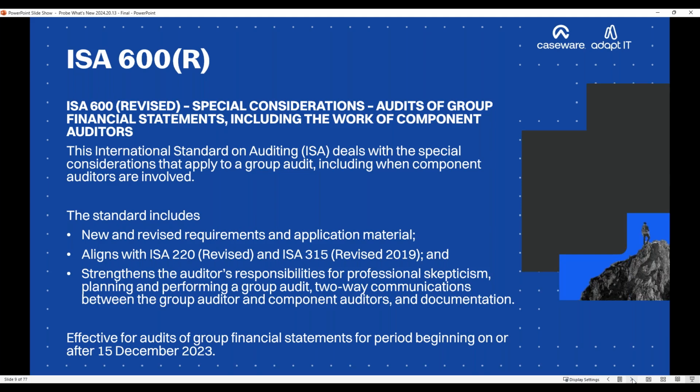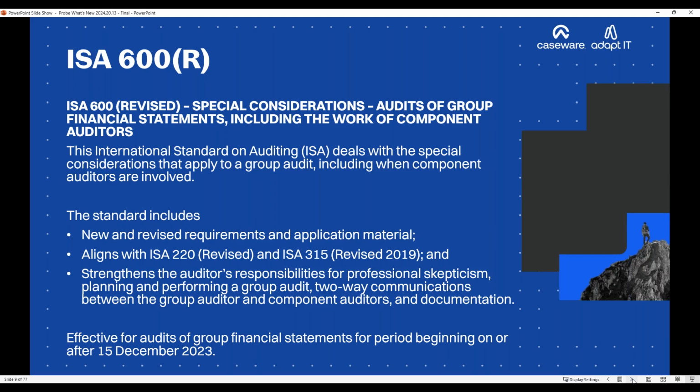Then ISA 600 revised. This is the standard that deals specifically with the audits of group financial statements, and this standard was revised. And if you see the bottom of the slide, it states there that it is effective for audits of group financial statements for periods beginning on or after 15 December 2023. Practically, what does that mean? It means that for any financial period that started after 1 January 2024, this audit standard is then applicable.